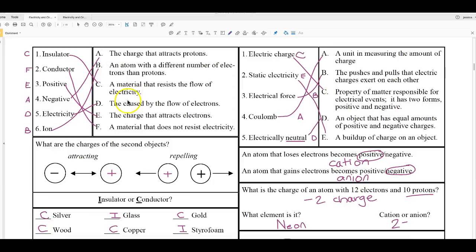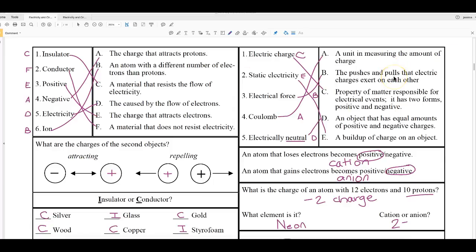And then, caused by the flow of electrons, that is speaking about electricity itself, which is by definition the flow of electrons. Then we have the charge that attracts electrons. That would be a positive charge because opposites attract. And then we also have the last one, a material that does not resist electricity, and that is a conductor. They help electrons flow. Electrons flow through them. That's why they're called conductors, because they conduct electrons toward wherever they're going, wherever they lead to, like wires.